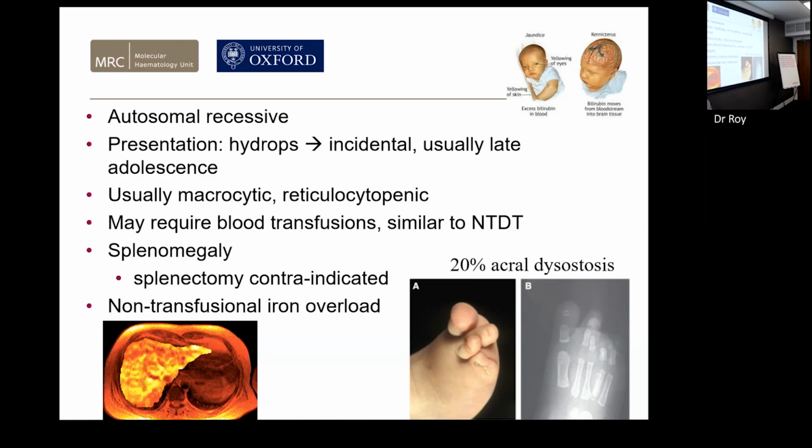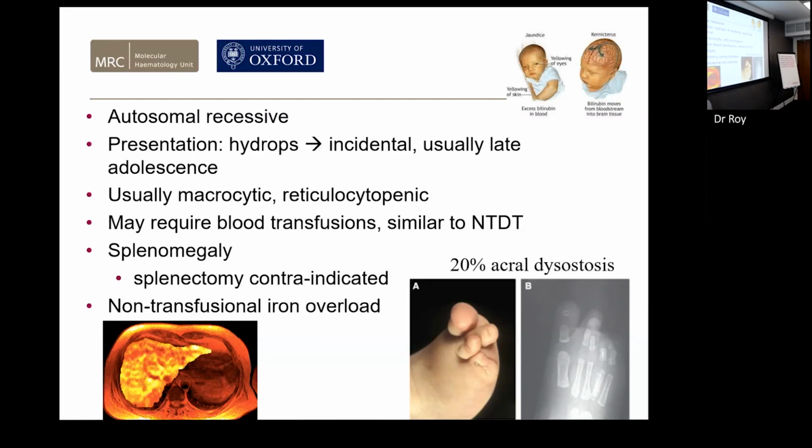They can require blood transfusions, and they're very similar to what Nandini was describing about the non-transfusion dependent thalassemias, okay? They've got a big spleen, they iron overload, etc. We really should not take these spleens out because it doesn't help, and quite often it makes things worse. And they develop this non-transfusion iron overload, which, as Nandini said, is because of suppressed hepcidin, and they have this uncontrolled absorption of iron from the gut.